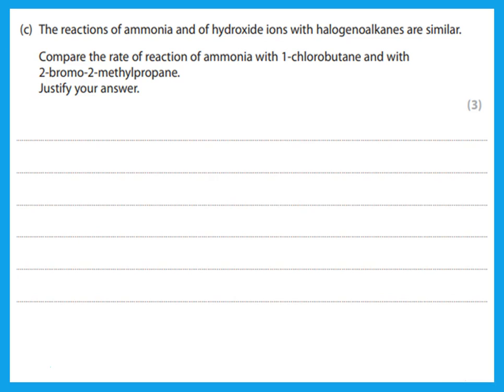Then he's saying the reactions of ammonia and of hydroxide ions with halogenoalkanes are similar. Compare the rate of reaction of ammonia with 1-chlorobutane and with 2-bromo-2-methyl propane. Okay, let's take a look. What do these molecules look like? This is 1-chlorobutane. Now 2-bromo-2-methyl propane, that's this one. So he's saying compare the rate of reaction of ammonia with the 1-chloro and with the 2-bromo.